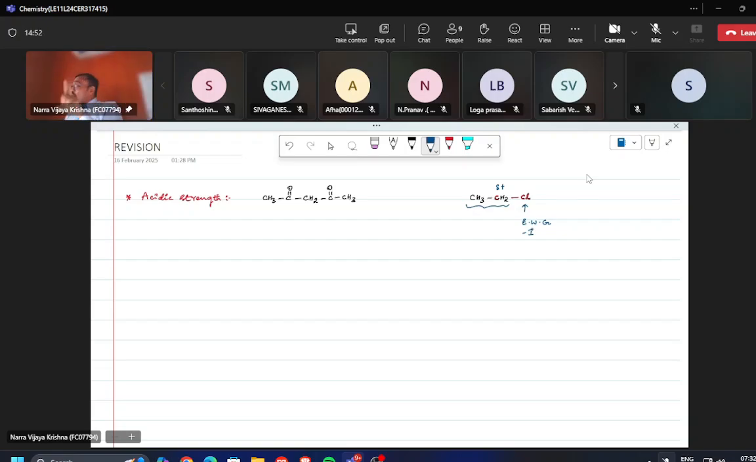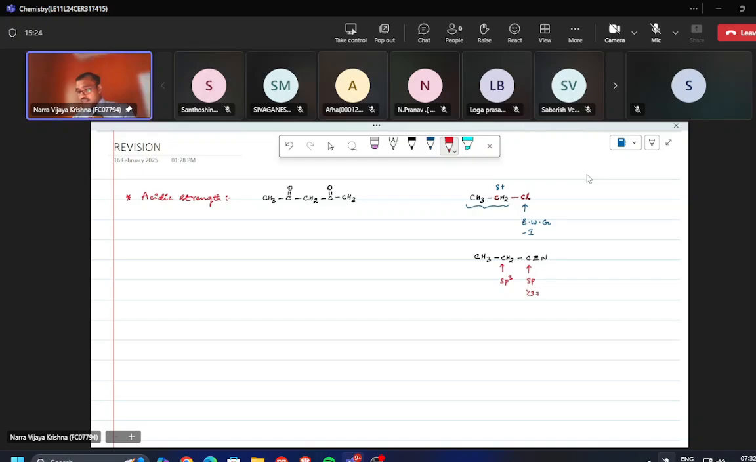Or in simple words, if a more electronegative atom is connected, then I call it a minus I group. If that more electronegative atom is connected to another more electronegative atom via multiple bonds also, then minus M. Right? For example, CH3, CH2, C triple bond N. Correct? What is the hybridization of this carbon? Because it is forming only single bonds, sigma bonds.